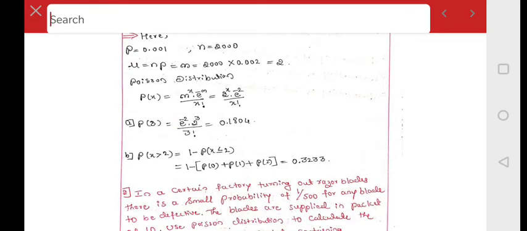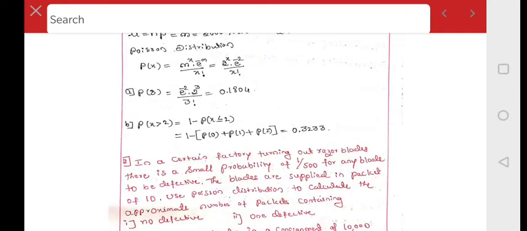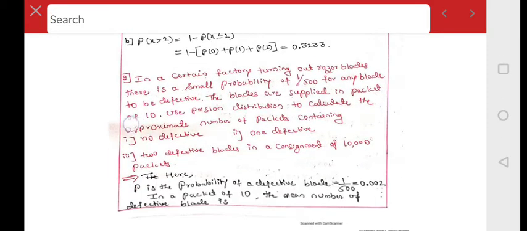Next, for the second case, we need to find p of x greater than 2. That is equal to 1 minus p of x less than or equal to 2, which is equal to 1 minus p of 0 plus p of 1 plus p of 2, which comes to around 0.3233.